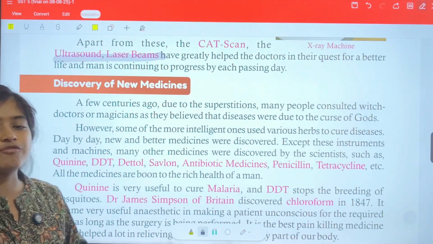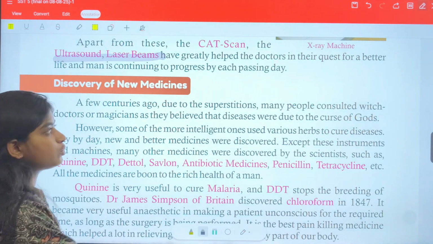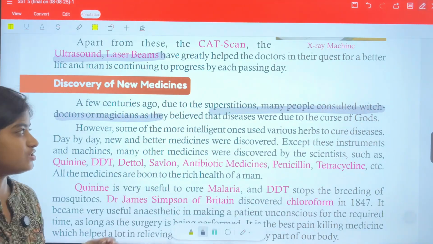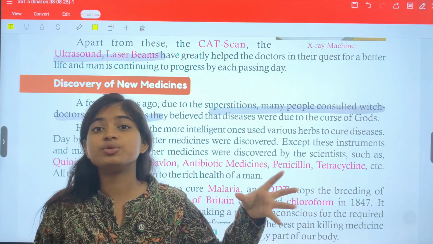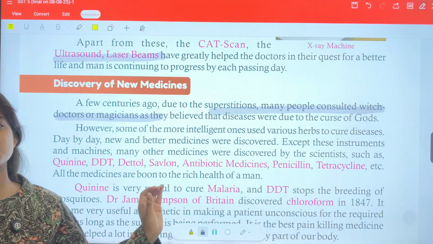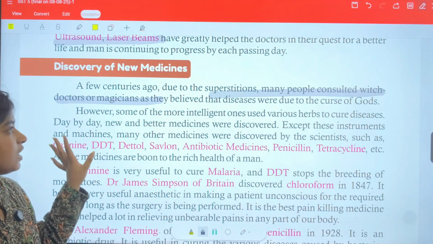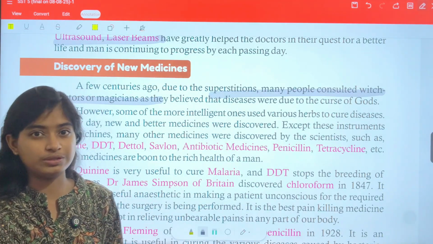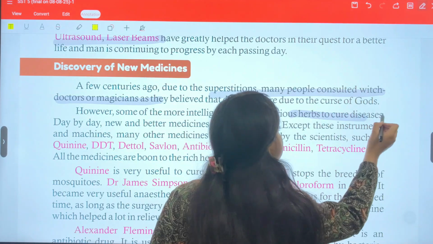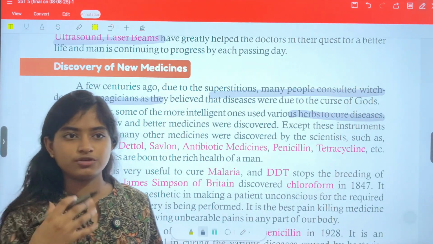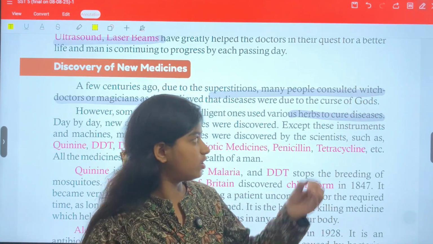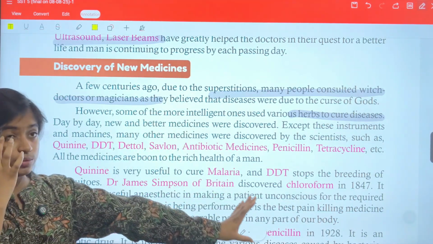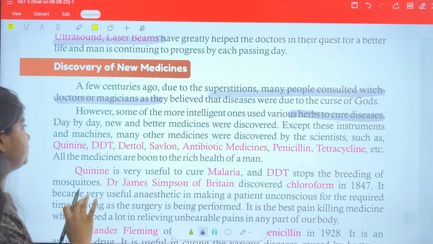Now we have the discovery of new medicines. A few centuries ago, due to superstitions, many people consulted witch doctors and magicians, as they believed diseases were due to the curse of God. So these were the superstitious beliefs of earlier people. However, some of the more intelligent ones used various herbs to cure disease. I'm sure you would have seen in movies and read in books that in earlier times we tried to cure people through natural ways, through natural herbs and plants. These were the ideas of some intelligent people.